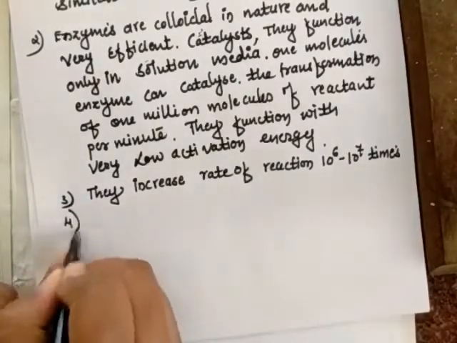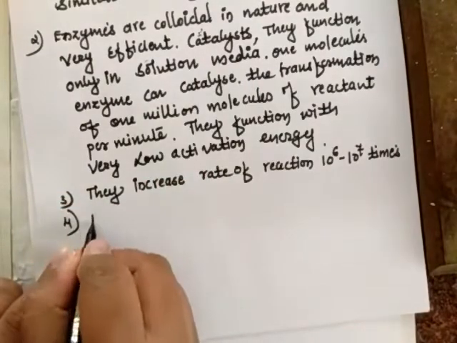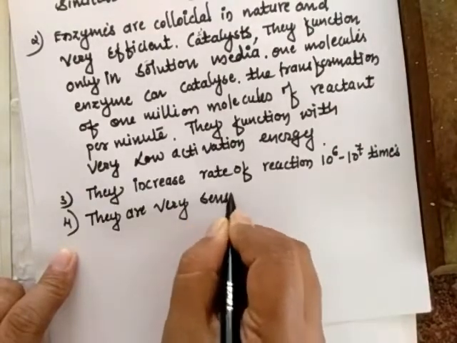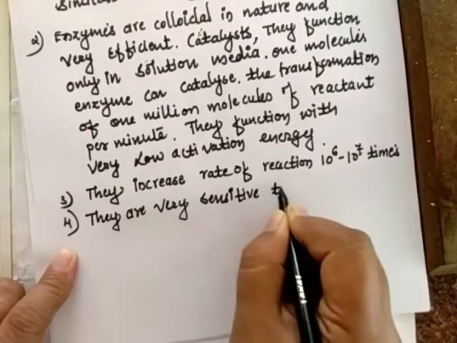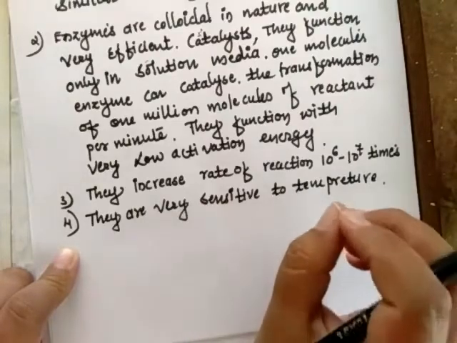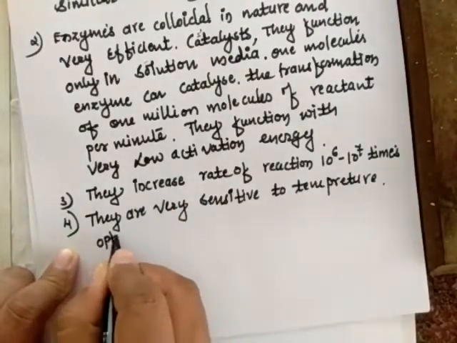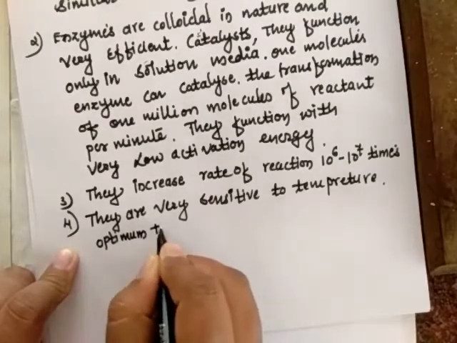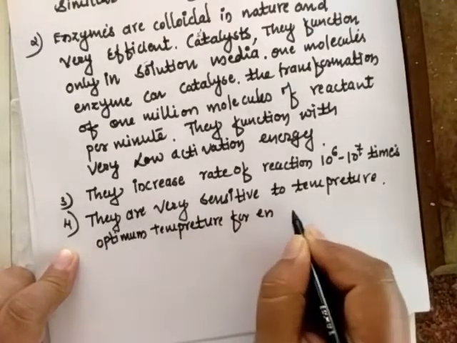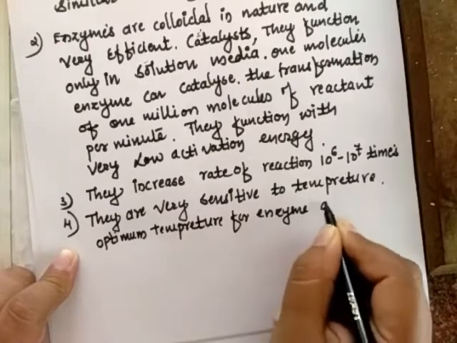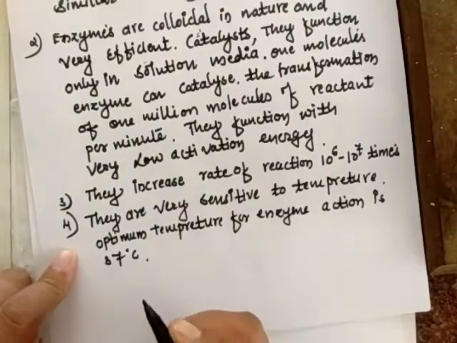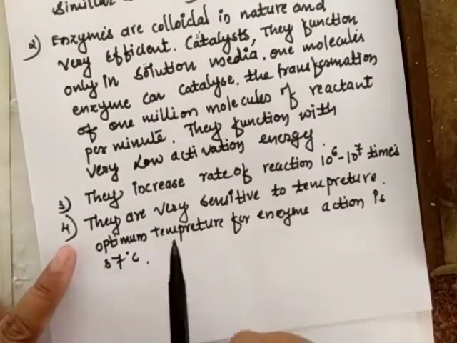Now the fourth one: they are very sensitive to temperature. The optimum temperature for enzyme action is only about 37 degrees Celsius. What this particular point tells you is that they are very sensitive to temperature.